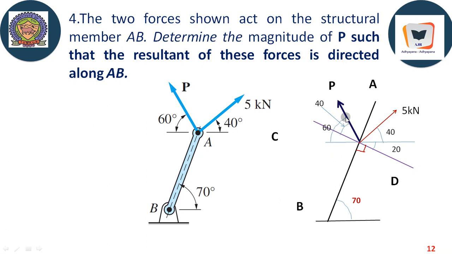From here till here it is 60, which is given. Therefore this angle is 40 degrees. Therefore P makes an angle of 40 degrees with respect to the vertical line drawn to AB. Okay, and this 5 kilonewton makes an angle of 60 degrees with respect to the vertical line drawn to AB. So we remain with the two axes, one along AB and one along CD.